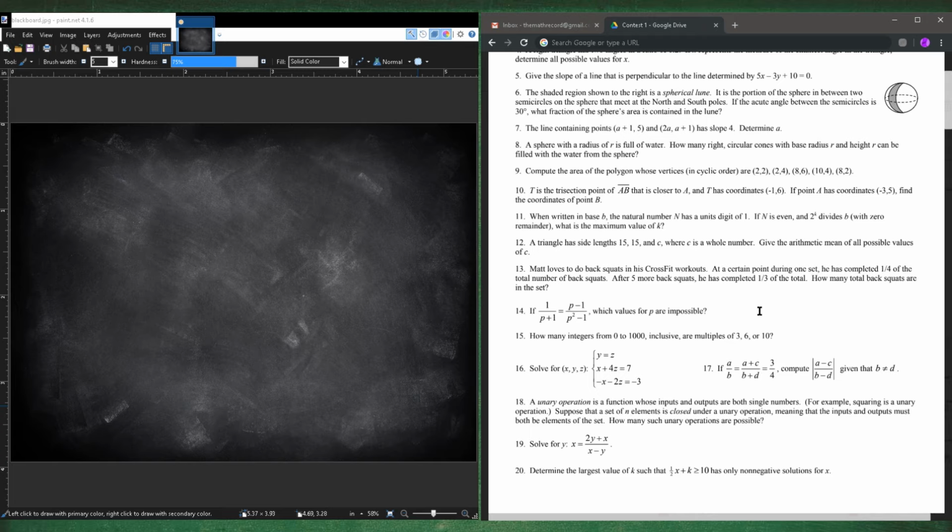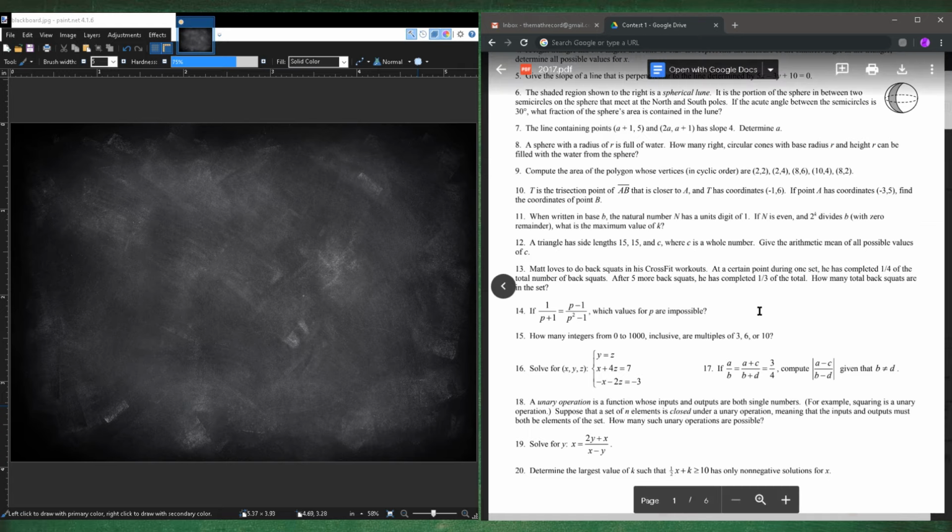Question 12. A triangle has side lengths 15, 15, and c, where c is a whole number. Give the arithmetic mean of all possible values of c. For a triangle to actually be a triangle, the two smallest side lengths added together have to be bigger than the third side length.